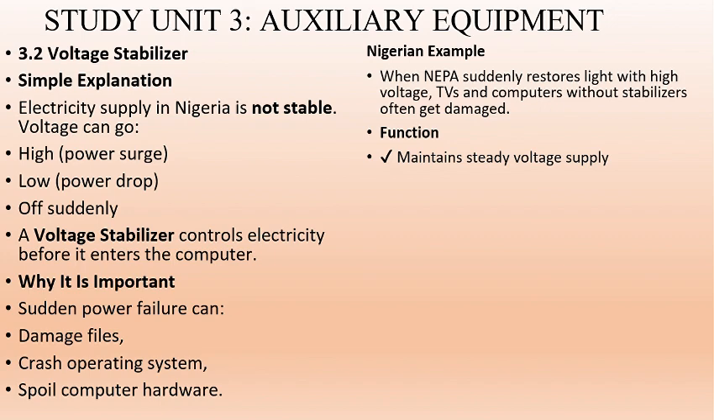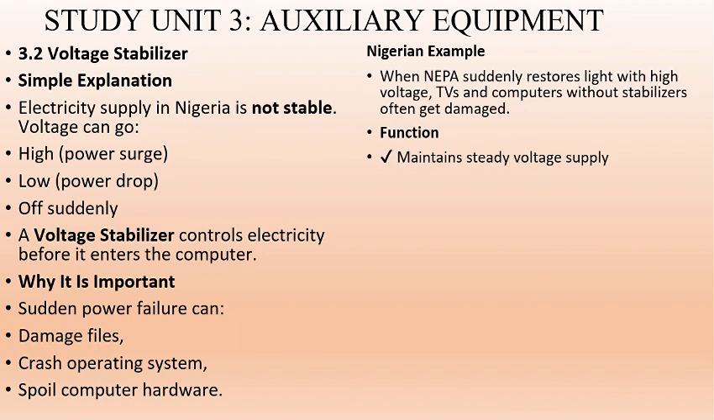So a voltage stabilizer controls electricity before it enters the computer. That is the work of this voltage stabilizer. If electricity is high, before it enters into the computer, it controls it. It reduces the effect so that it will not burn anything in your computer. And if the light is low at the same time, it will also help to take it up a bit so that your computer can work.